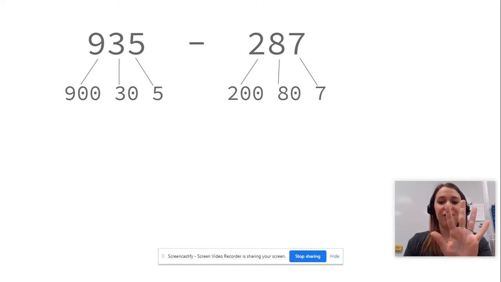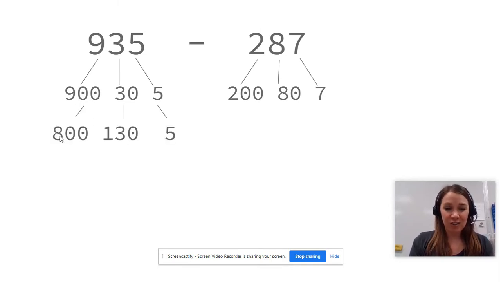Is 5 enough to take away 7? No, 5 is not enough to take away 7. So if I do not have enough, I'm going to have to take 100, give 100, take a 10, give a 10. So 900 is going to drop to 800, but I give that 100 to the tens place. So instead of 30, it's 130. Or instead of 3 tens, it's 13 tens.